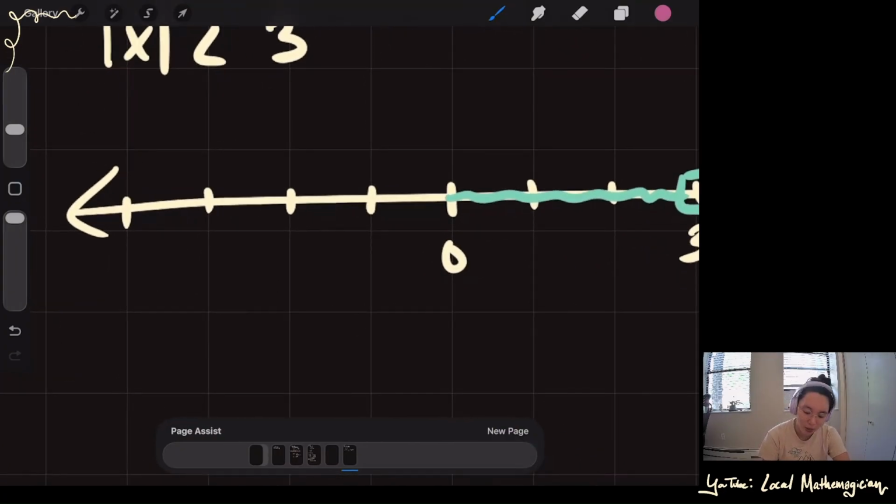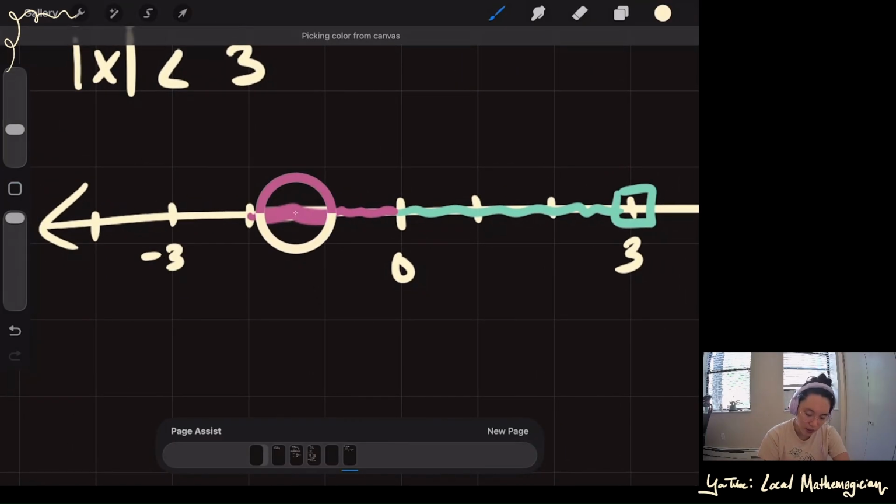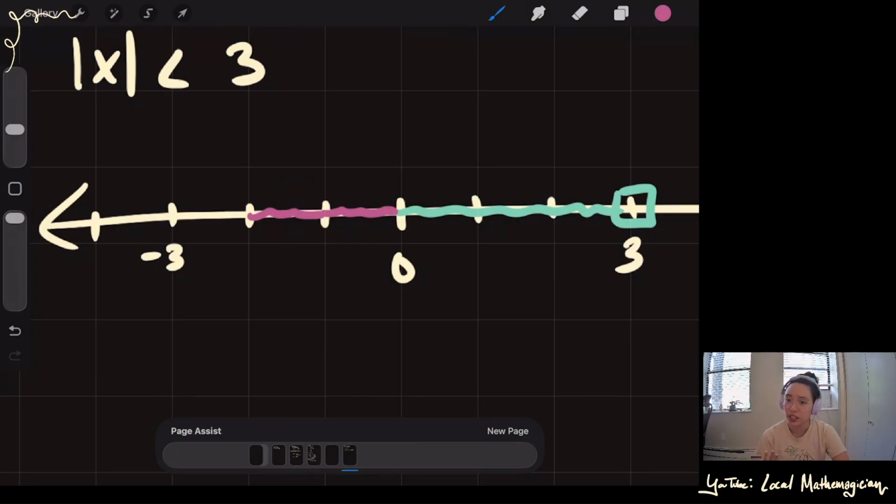You'll find that -1 is also less than a distance of 3 from 0. -1 to 0 is just one step. Same with -2, and almost the same with -3. -3 is exactly a distance of 3 from 0. So you can include it because we want strictly less than. So this is actually what your graph will look like.